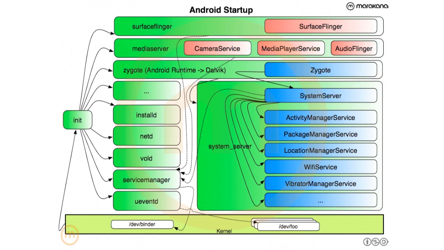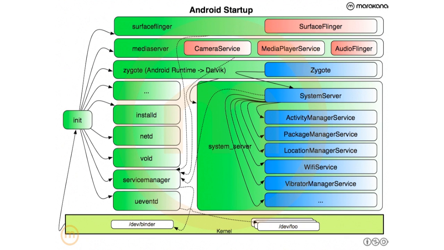There are other services that are not necessarily built in Java, and they're not even part of the system server, like, for example, the Surface Flinger, the Audio Flinger, the media player service, camera service, and so on. They also are part of the services. They are just not inside of the system server.